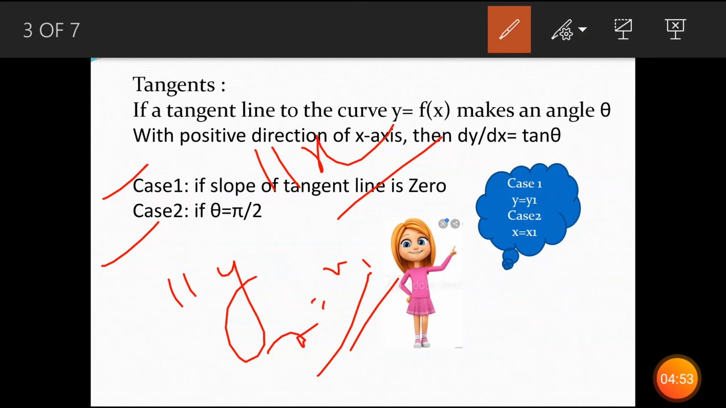Generally sometimes a question of 1 mark is asked, that what will happen in this case. The tangent will be parallel to x-axis or y-axis. So you should remember all these concepts.